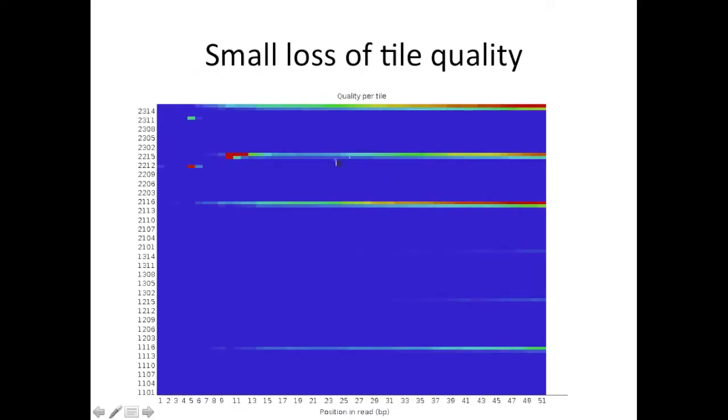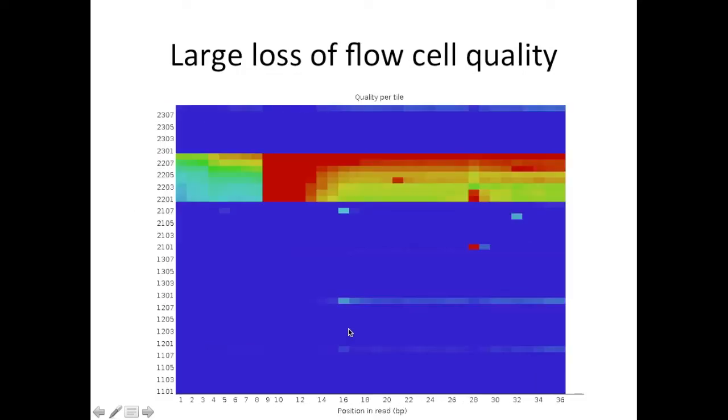However, sometimes you might see areas where you had an initial drop in quality early, which recovered over time. You also might have a gradual decay in quality, for example, this tile. It's important to note that mappers do take into account the quality of a base pair when mapping. So something like this is just a small loss of tile quality. I would not be very concerned.